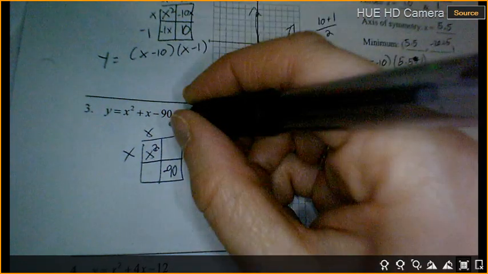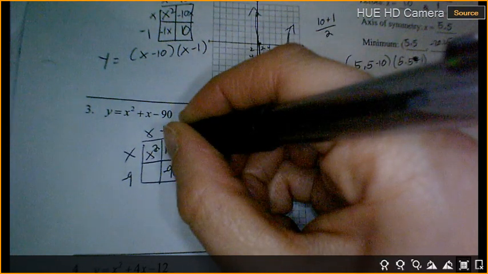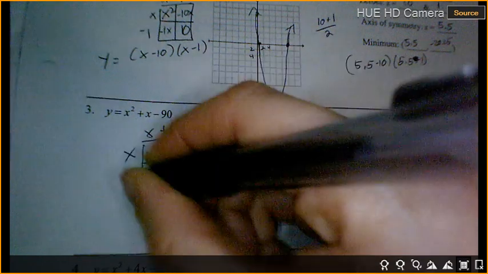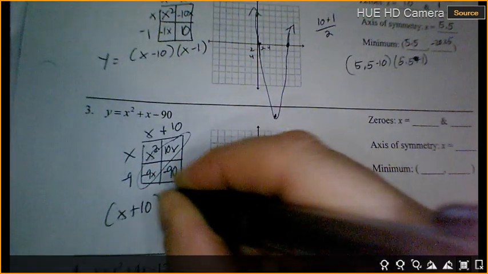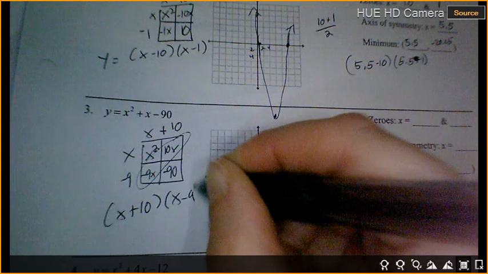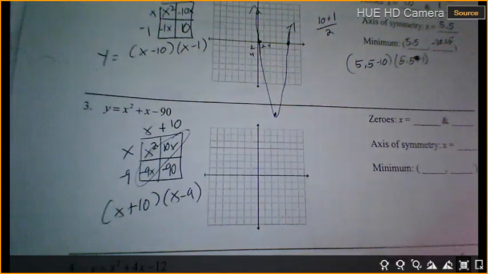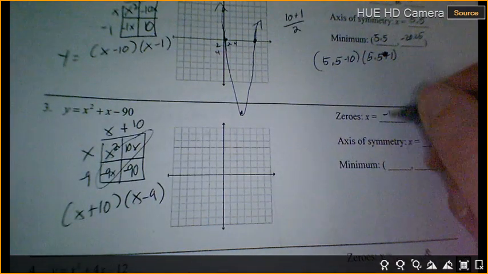10 and 9. And which one's going to be positive and which one's going to be negative? Negative 9 and positive 10, right? Because that would add up to a positive 1. So we've got (x plus 10)(x minus 9). And remember, we're going to do the opposite of these, correct? So we're going to go negative 10 and positive 9.